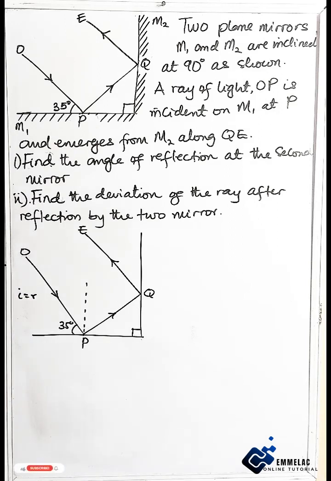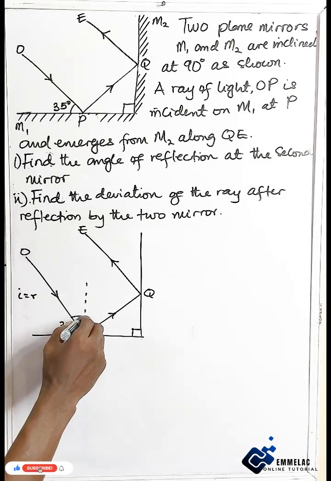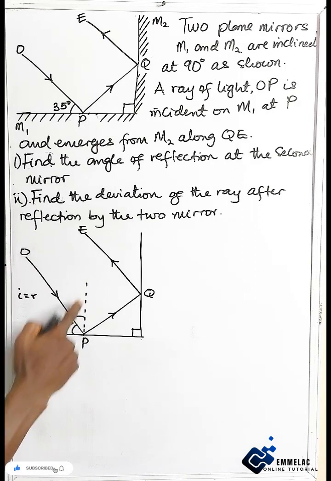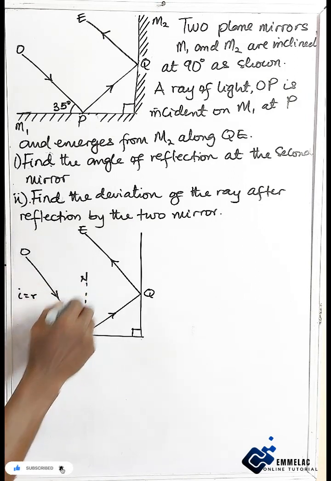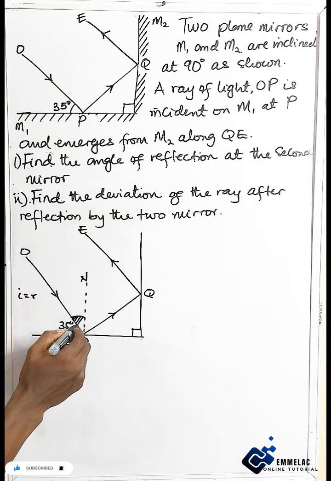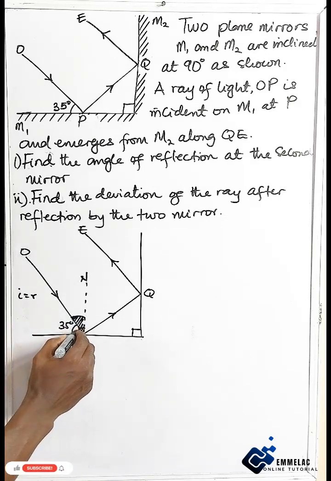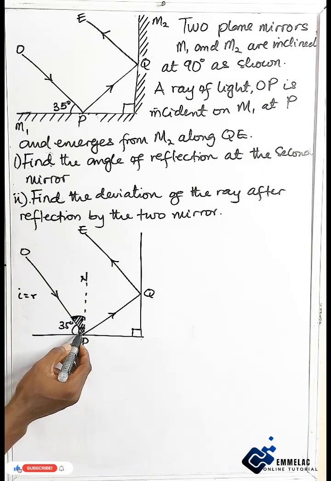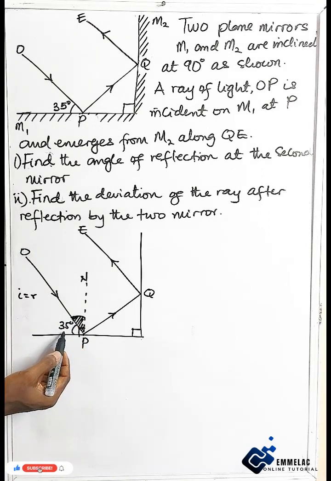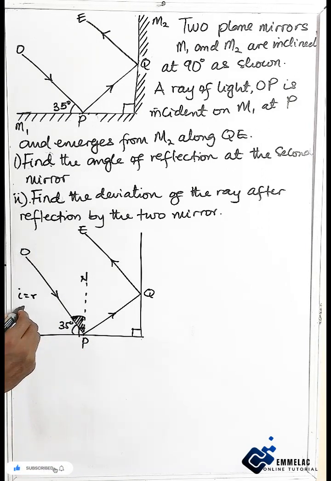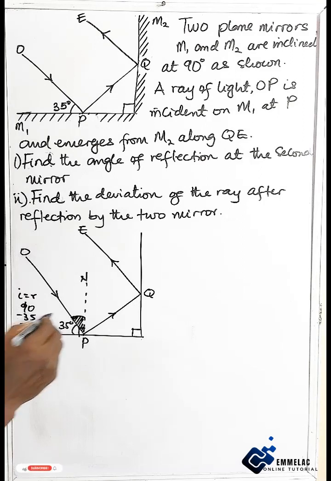Now, for us to get the angle of incidence, the angle of incidence is the angle that is formed between the incident ray and the normal. Okay, so here will definitely be the angle of what? Incidence. Now, take note that the whole of here is 90 degrees. And if the whole of here is 90 degrees, and this part here is 35, which means 90 minus 35 should give us 55. So here is what?